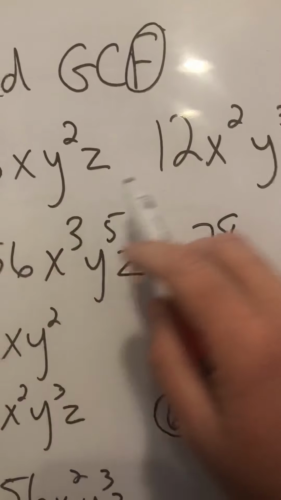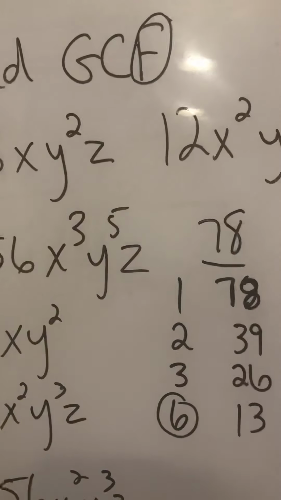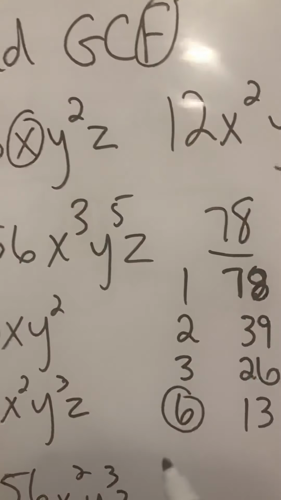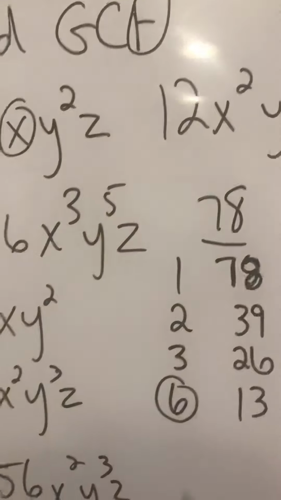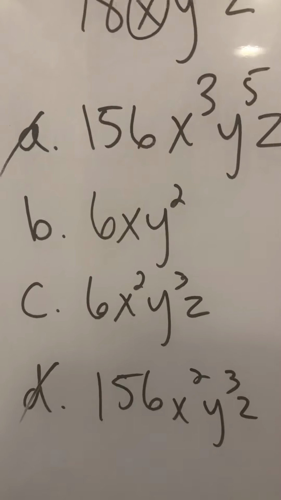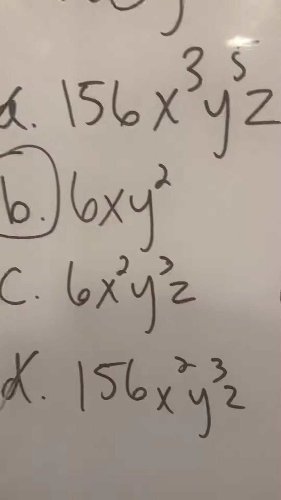So I have X and X squared. Which is smaller? Well, the X is smaller, right? Because that's just X to the first compared to X squared. So now we go down to our answers. Which of those has an X to the first in our answer? B is our answer.